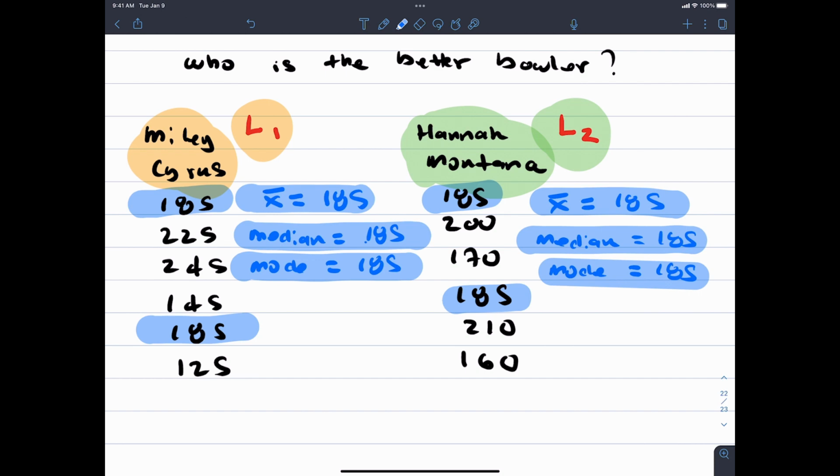Okay. Now, I'm going to ask you guys another question. This is going to be important too. All right. Let me ask you this before I ask you that question. Even though they have the same summaries and you can't determine who the better bowler is, who would you rather have on your bowling team? Look at the data. Some people are going to say, I want Miley on my bowling team. Why do you guys want Miley?